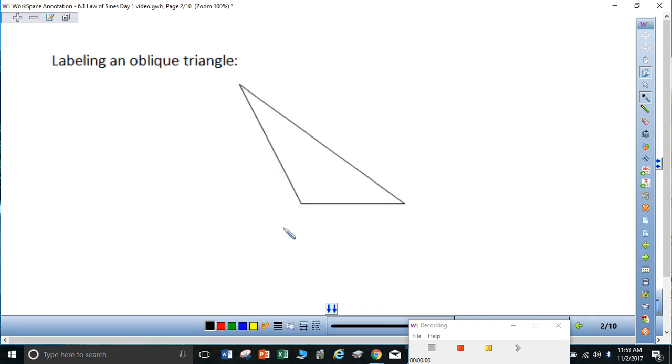To label an oblique triangle, we're going to use uppercase letters A, B, and C to represent our angles. Directly across from angle A, we're going to call this side a, using a little lowercase a. Directly across from angle B is side b, lowercase b, and directly across from angle C, we get side c. So to solve an oblique triangle means that we're trying to find all the angles and all the sides.